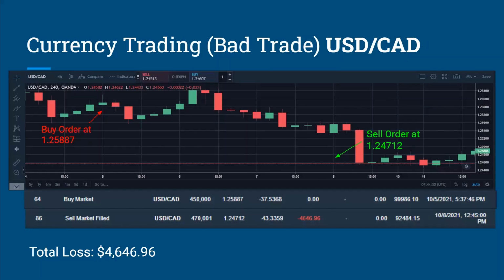So this is an example of a bad trade that we participated in with the US and Canada. So the units that we decided to buy were 450,000 units. And the reason it says 470,000 units in one is just because earlier we bought some like 20,000 units of it, and then we decided to buy more once we saw it going up, but then it eventually went down, so we decided to sell.